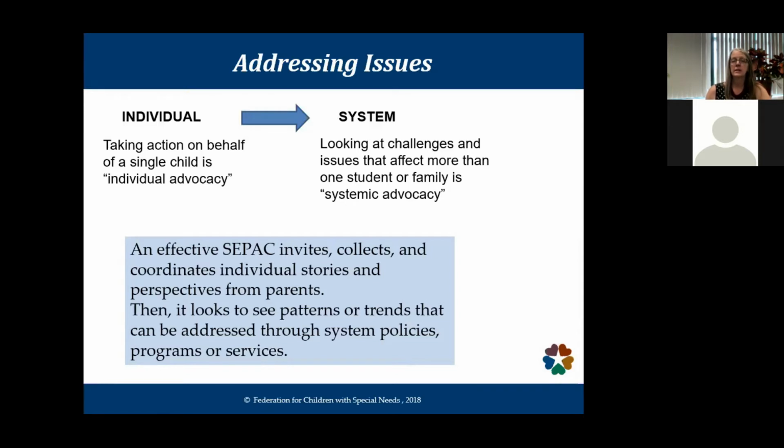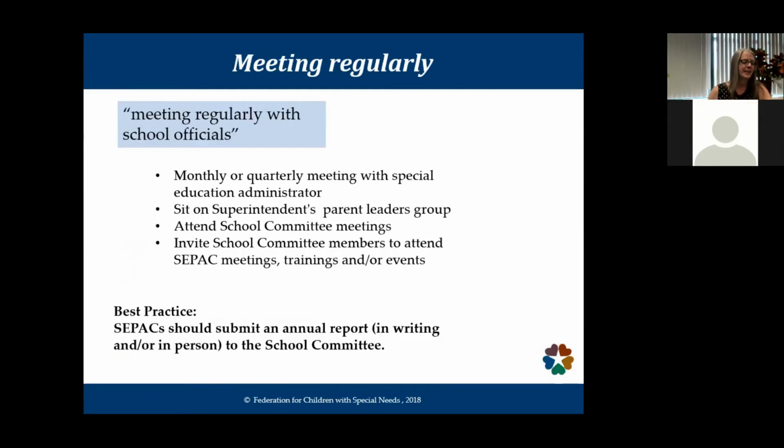But they should be listening to things that might be system-wide. It could be a busing issue. It could be a lunchroom issue, a bullying issue on the playground. What's happening in the schools that they want to give a voice to and move forward in an advisory capacity, bring forward to a school official, a principal or school committee. They're collecting personal stories all the time, but that helps inform what they will prioritize as issues to bring in front of a school committee. So that's the difference between individual versus systemic advocacy.